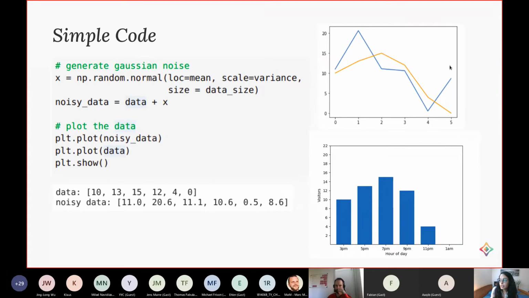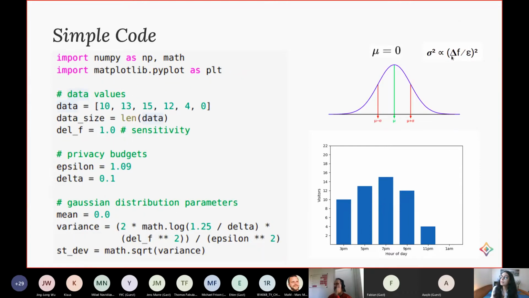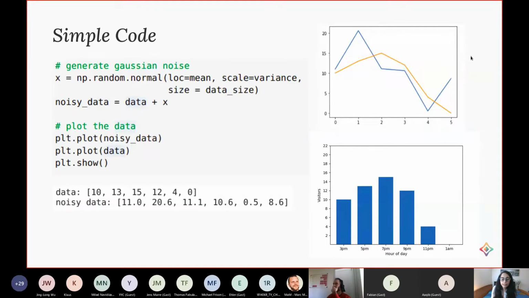In this case, the parameters we chose were large enough to create a huge distortion from the original curve, which means that our noisy data is highly private. And since the variance of the data set is inversely proportional to the privacy budget epsilon, the smaller the budget, the more privacy you're going to achieve, and the noisier your result is going to be.